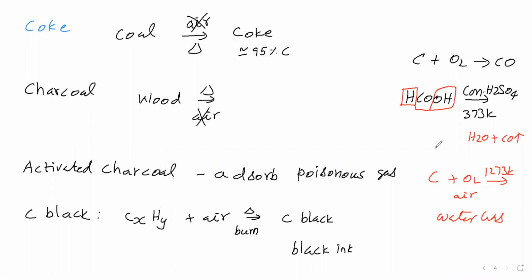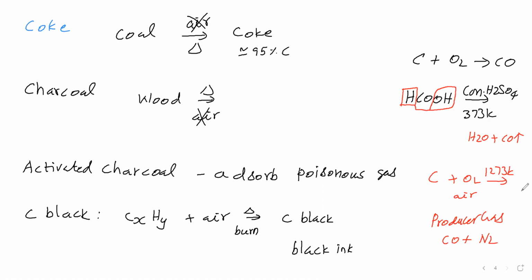We are getting, that means not water gas, we are getting producer gas. This producer gas contains what? Carbon monoxide and nitrogen. Producer gas we are getting. From this we have to separate carbon monoxide. So these two methods are called small scale preparation of carbon monoxide. One is from formic acid, another one is from this red hot coke.